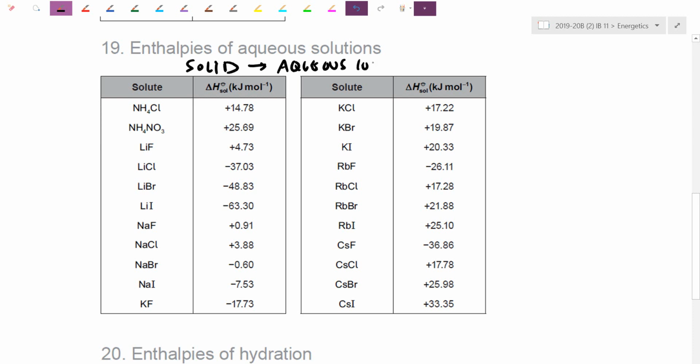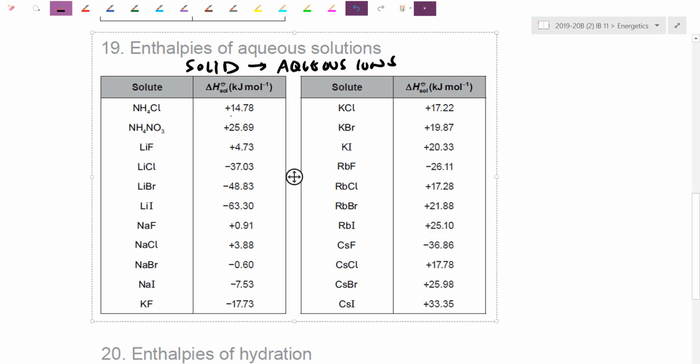So again, I want to be breaking apart the solid. I want to have some measure of the strength of the lattice. In this case, when it separates, it ends up in the aqueous state. You'll notice, in contrast, that while lattice enthalpies, if you put them all in the gas state, are definitely endo, some of these upon dissolving are endo and some of them are actually exothermic as well.